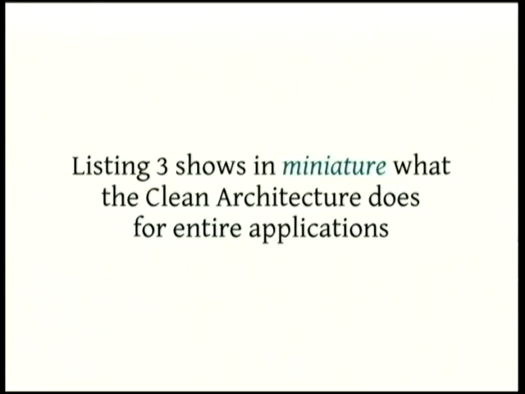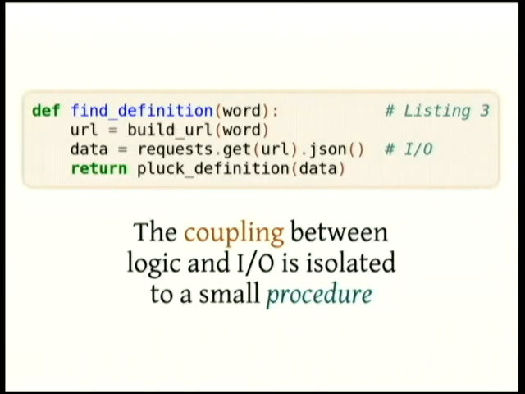And my claim is this: that listing 3 that we just looked at is an architectural success, while the others were architectural failures. Listing 3 shows in miniature what the clean architecture does for entire applications. Here's that top function from listing 3. The thing in my program that brings together logic and I/O, in a way that they both have to be called at once, is now isolated to a small procedure that mates my logic and my external I/O operations together.